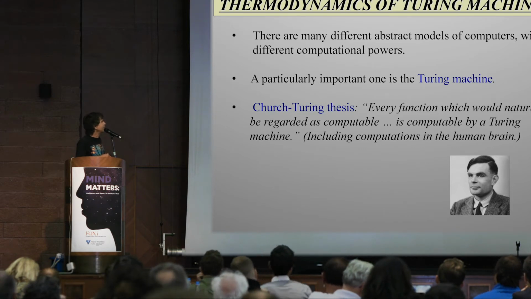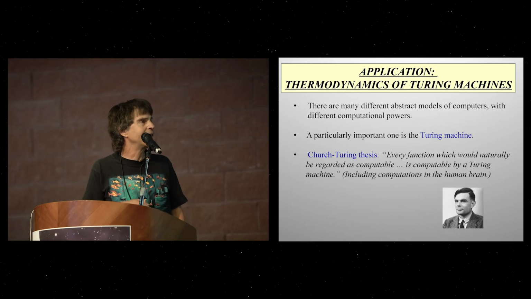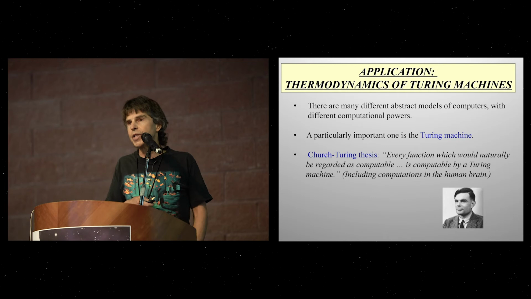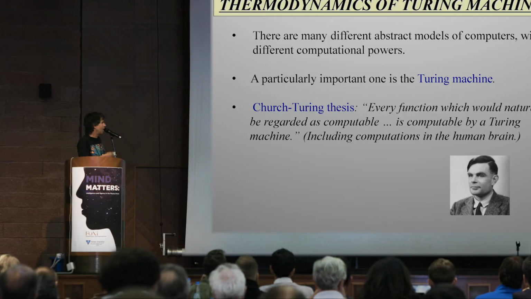There are many different equivalent abstract models of computers, of course. One of them is the Turing machine, the one I'm going to focus on here. The Church-Turing thesis, or the extended version thereof, says that basically anything that we're interested in, loosely speaking, can be done on a Turing machine, any computation that we're interested in.